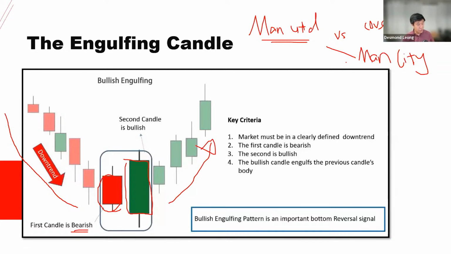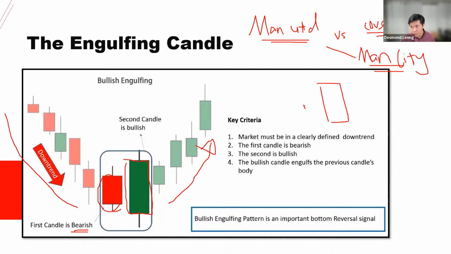Then if Manchester United wins, they'll be like, okay, we are bullish on Manchester United. They have a chance of winning the Premier League. No one would say that if Man U won against Coventry, but people would say that if they won against Manchester City or Barcelona, right? So you must think about the same thing when it comes to an engulfing candle. You have a big engulfing candle here.